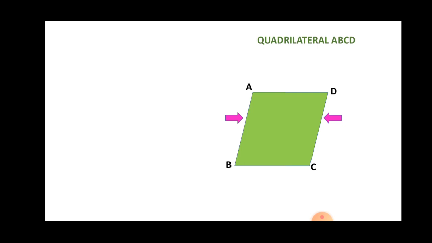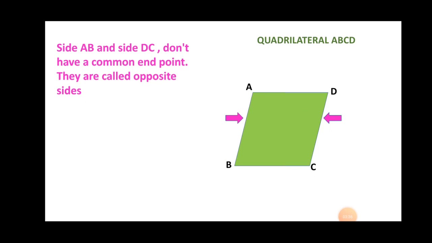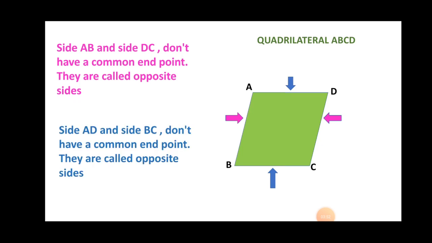Now, if we talk about side AB and side DC, what do you see? They do not have a common endpoint. Such sides, here side AB and side DC, are opposite sides as they do not have any common endpoint. Same way we can say about side AD and side BC. Clear? So you can see that they do not have a common endpoint, hence they are also opposite sides of quadrilateral ABCD.